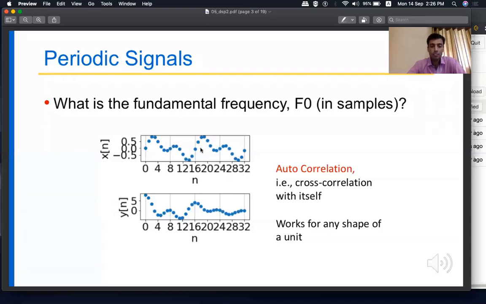So the answer is, looking at the signal, yes, we can find out. But if I have to find it programmatically, if I want to write a script that, given any signal, will tell me what the T naught is for that signal, how will you do that? A very simple way to do it is autocorrelation.